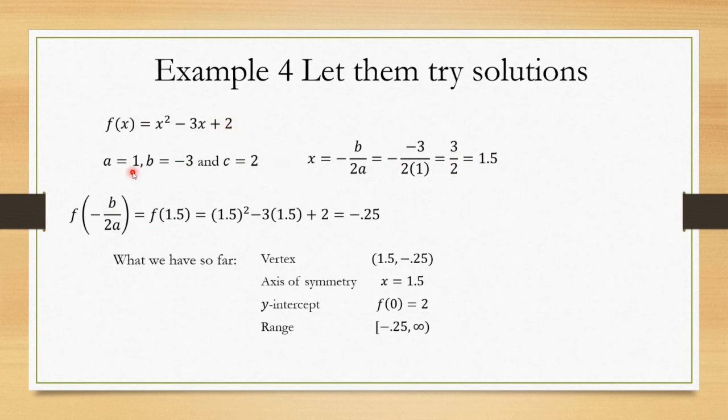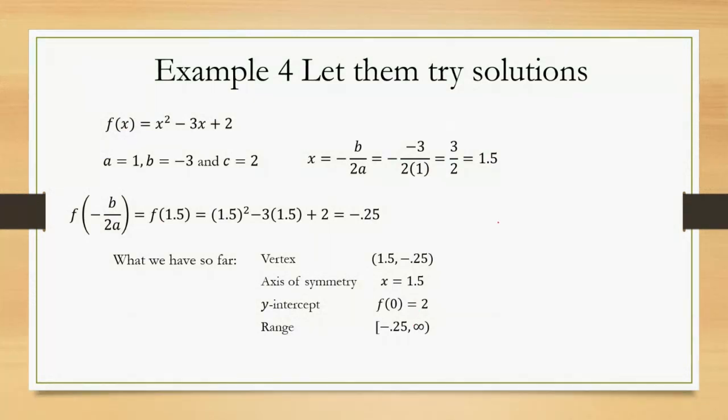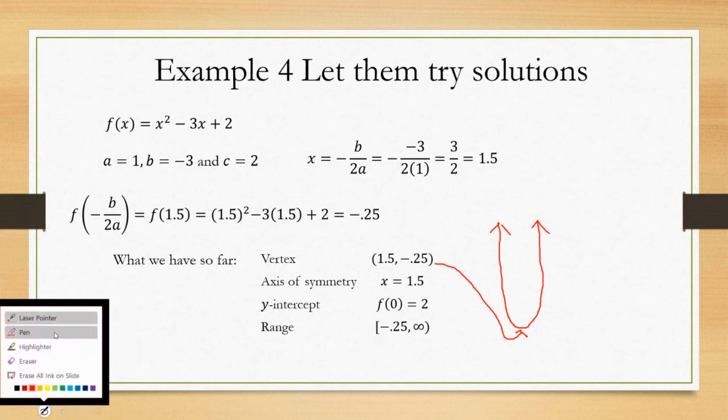And just like before, we have our a is positive, right? We know that the graph looks something like this. I mean, it has to have this shape because a is positive. The vertex is going to be down here. And so the range then has to be from the y coordinate of the vertex up to infinity. So we have that.